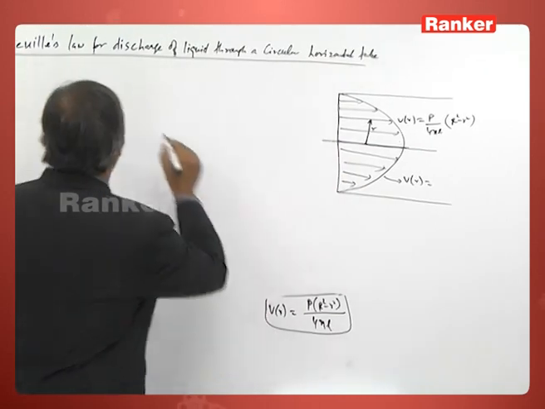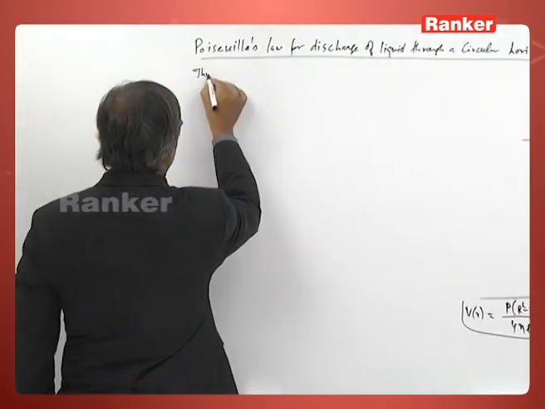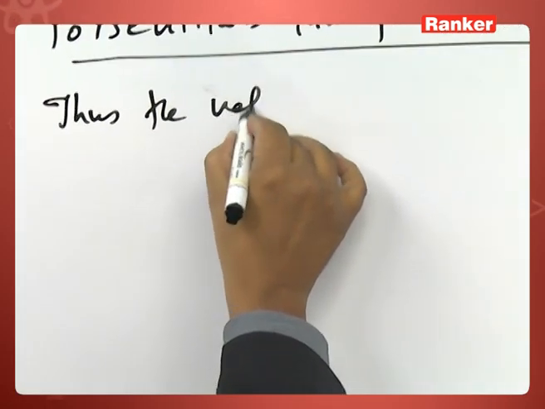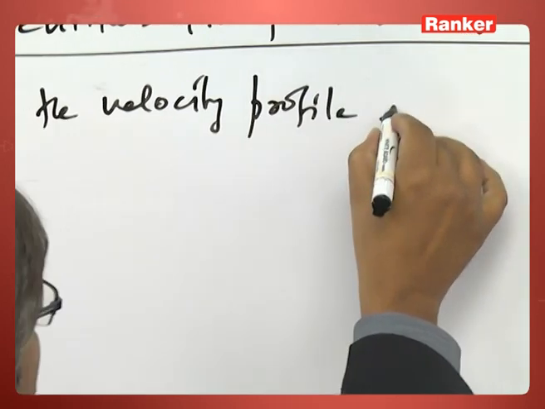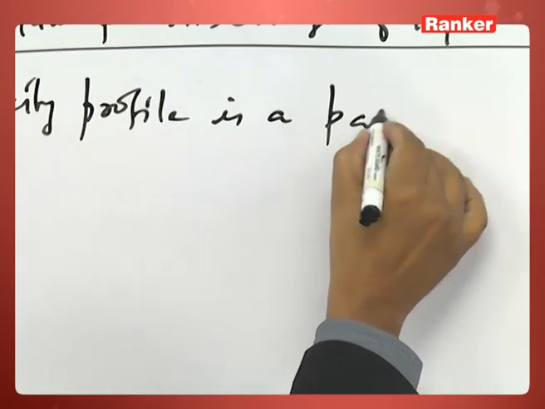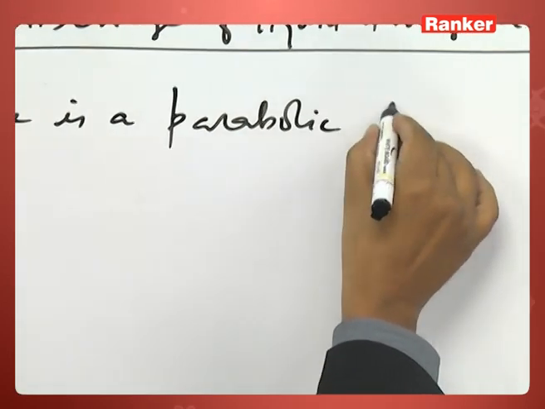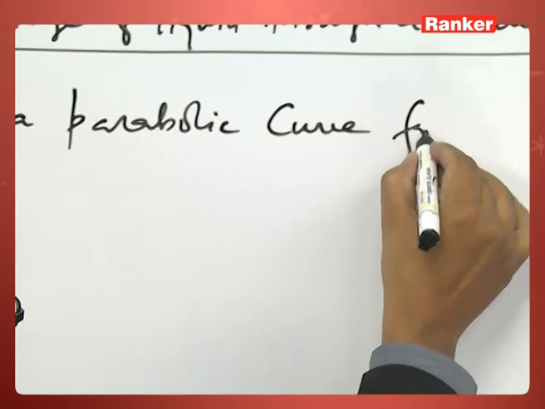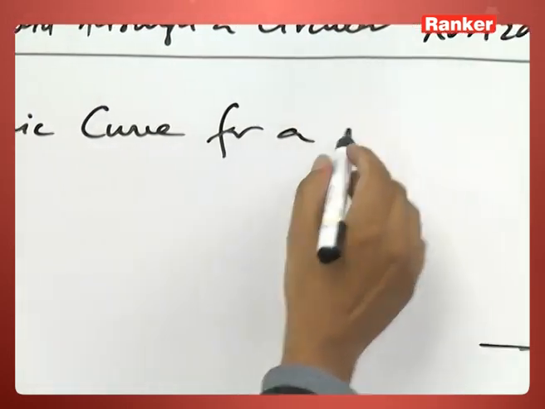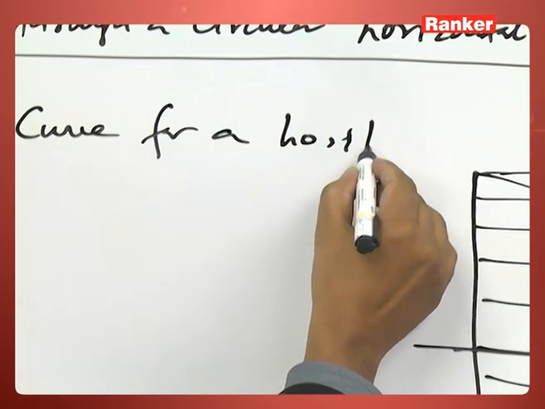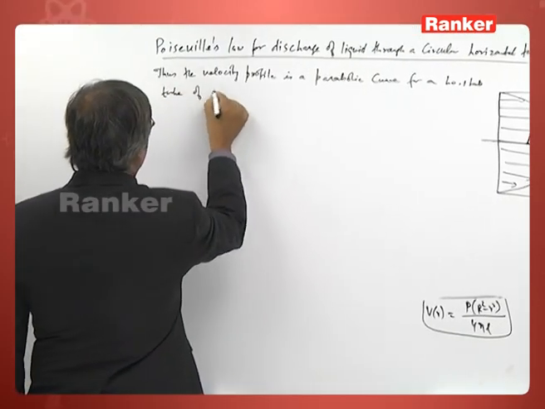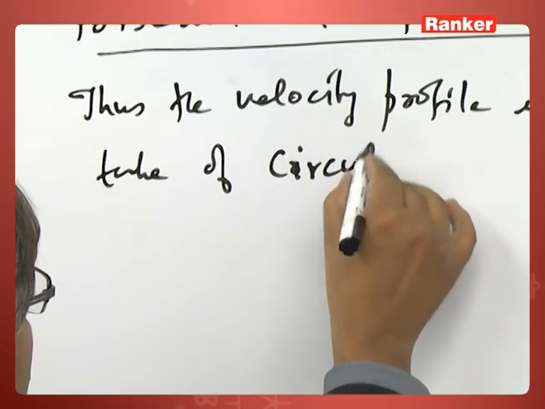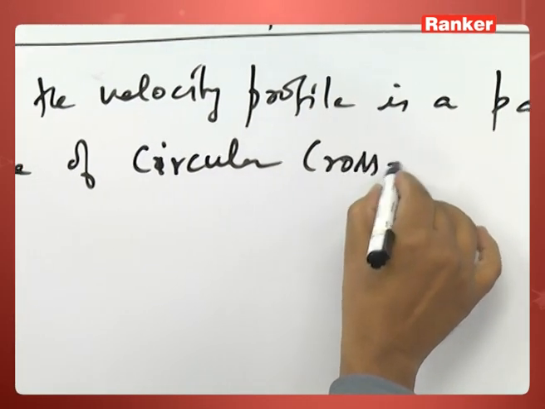So, thus the velocity profile is a parabolic curve for a horizontal tube of circular cross section.